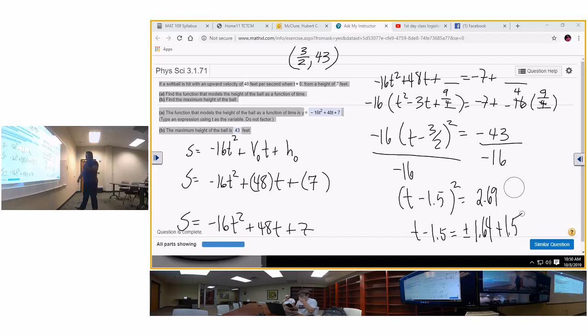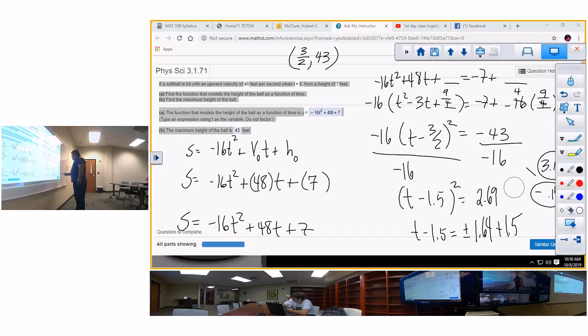So 1.64 plus 1.5 is 3.1. Somebody help me out there. 3.14. Can somebody check me? And negative 1.64 plus 1.5 is negative 0.14. Check my math. So now we're going to draw it.